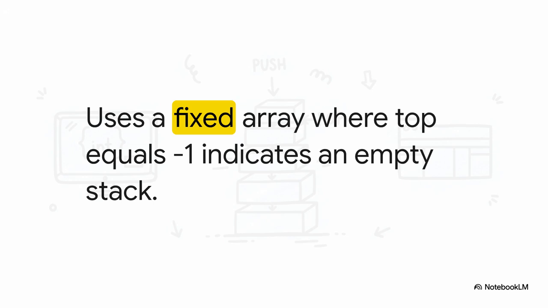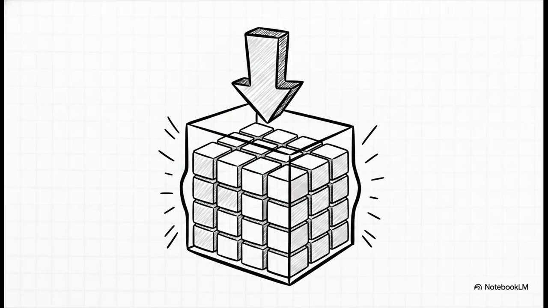As we push elements, that top value ticks up to 0, then 1, and so on. Pop an element, it ticks back down. Simple. But there's a pretty big catch with this static array approach. A static stack uses a fixed size array, meaning that maximum size is locked in before your program even starts running.